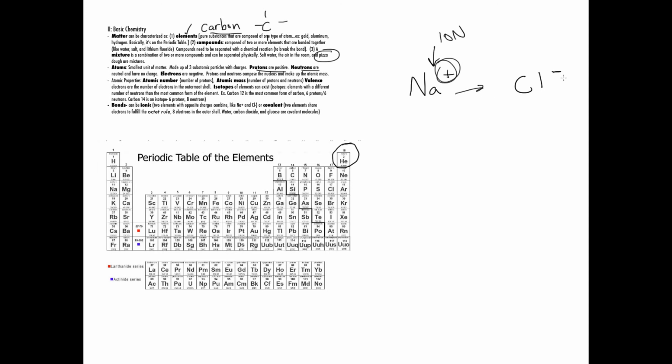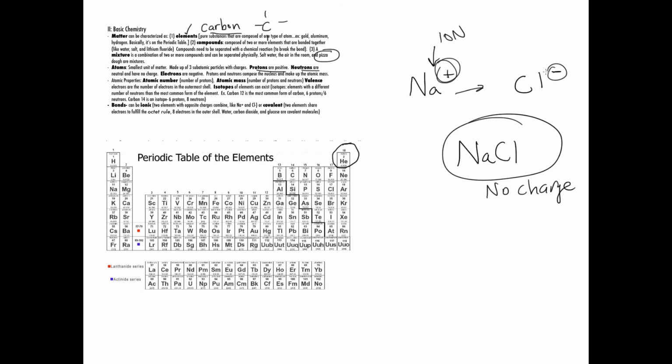Ions love each other because it's like a magnet. The opposite charges will hook up together, NaCl. This guy has no overall charge, because they cancel each other out. So salt has no charge. But as soon as you separate them, sodium has a charge and chlorine has a charge, and they're called ions. Now remember, the reason they have a charge is because they gain or lose electrons.